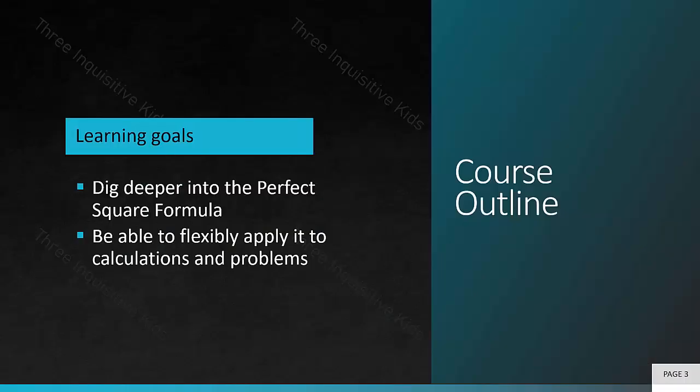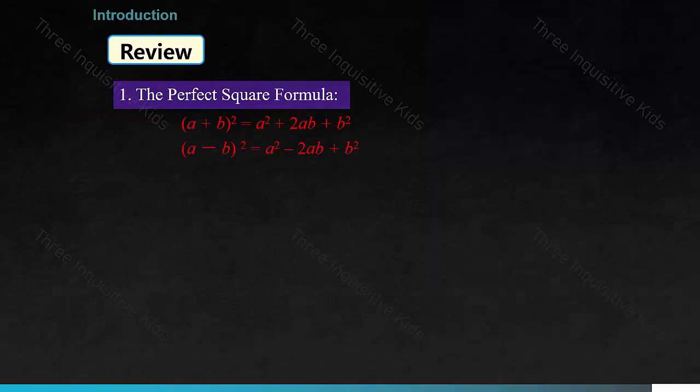Our learning goals for today is to dig deeper into the perfect square formula and be able to flexibly apply it onto calculations and problems. This is the perfect square formula. The sum of a plus b squared equals a squared plus 2ab plus b squared, and the difference of a and b squared equals a squared minus 2ab plus b squared.